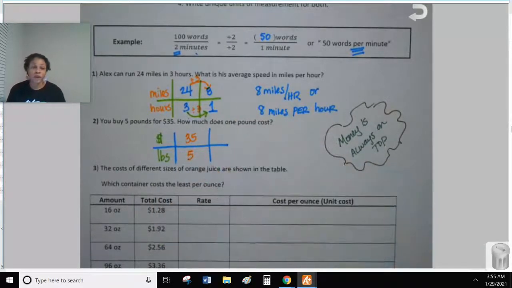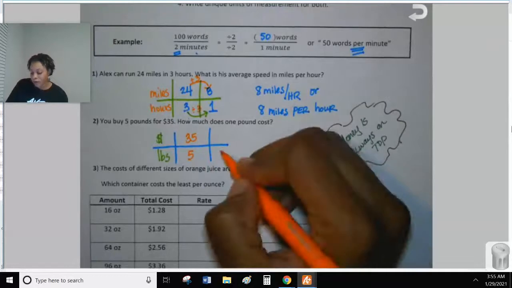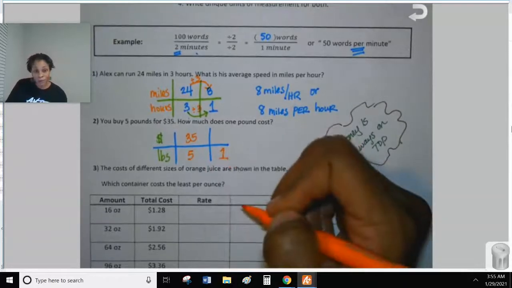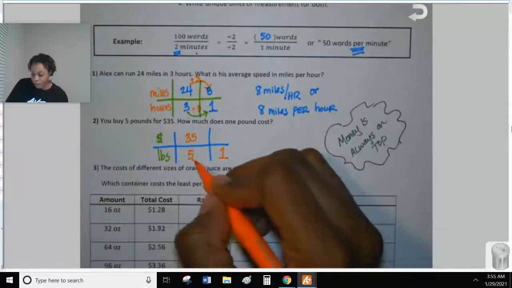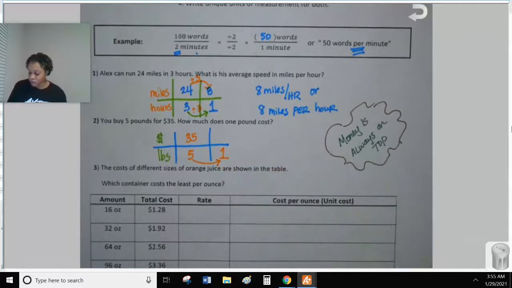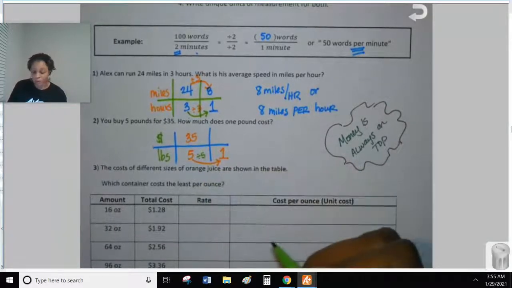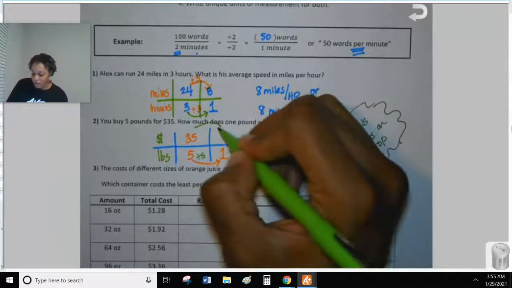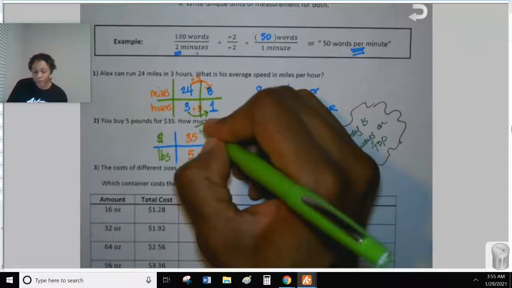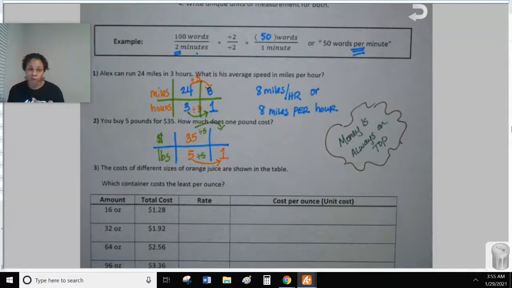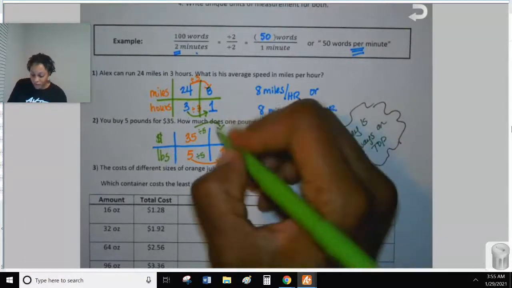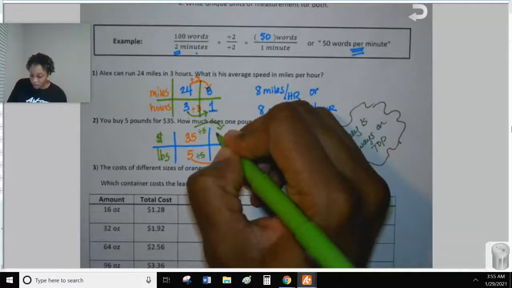Remember, we're trying to find the unit rate. That means we want our denominator to now be 1. So how do I go from 5 to 1? Hopefully you said by dividing by 5. 5 divided by 5 will give me 1. What do I divide the top by? The same thing. Remember, we want to keep balance, just like an equation. Whatever I do to the bottom, I do to the top. So 35 divided by 5 will give me 7.